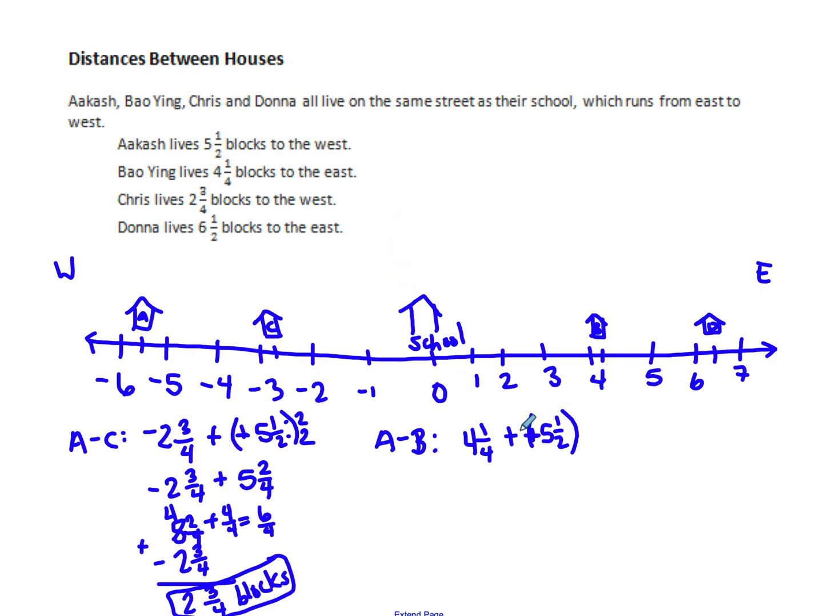Okay, so I'm going to rewrite them vertically, like I did over here, and I'm going to use my 5 2/4 because it's a common denominator. So 5 2/4 plus 4 1/4, same signs, we're going to find the sum. 2/4 plus 1/4 is 3/4. 5 plus 4 is 9. So that's going to be 9 3/4 blocks.